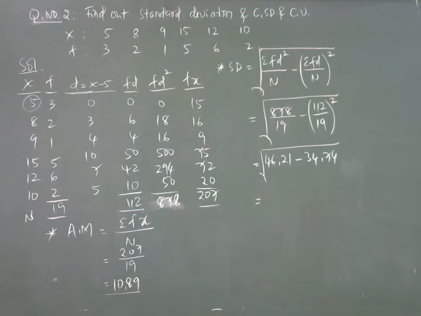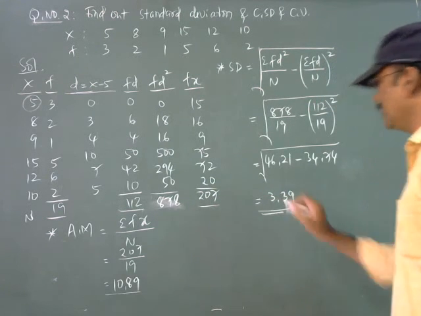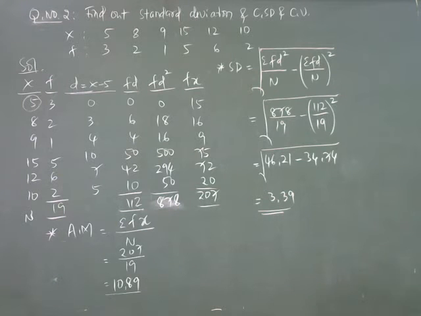So 46.21 minus 34.74 difference, and remove the root is 3.39 rounded. I said that round number 3.39. Now what you have to do?